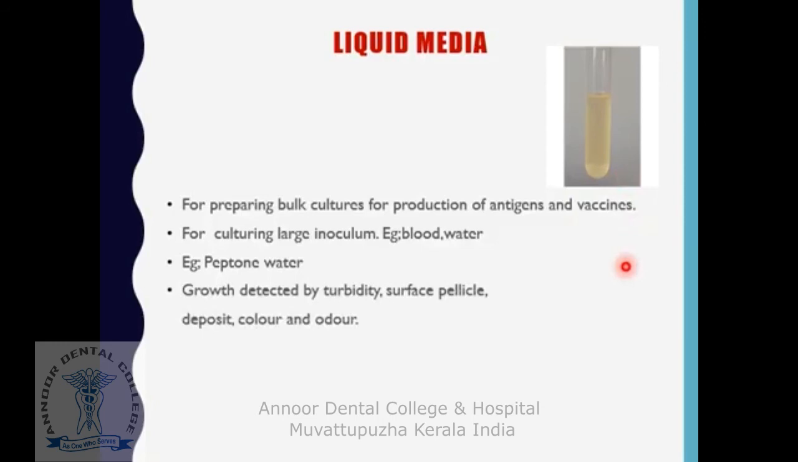In liquid media, growth can be identified by turbidity. Turbidity means a clear liquid media will become cloudy or turbid. Surface pellicle means a membrane-like growth can be observed on the top of the media. Sometimes there will be deposits, and according to the bacteria, if it is a pigment producing bacteria, the color of the media will change if it is a water soluble pigment. Some bacteria will give you a typical smell or odor. So that's how we are detecting growth in a liquid media.